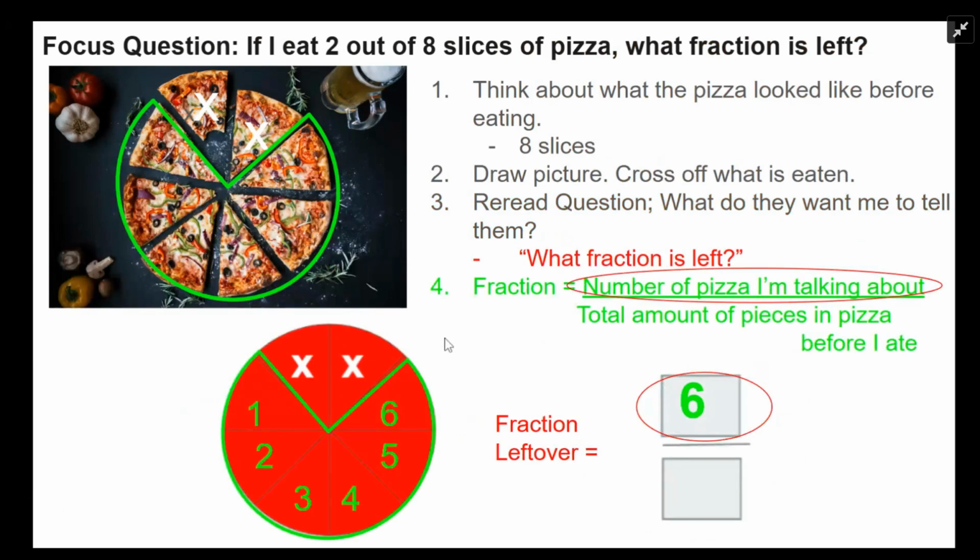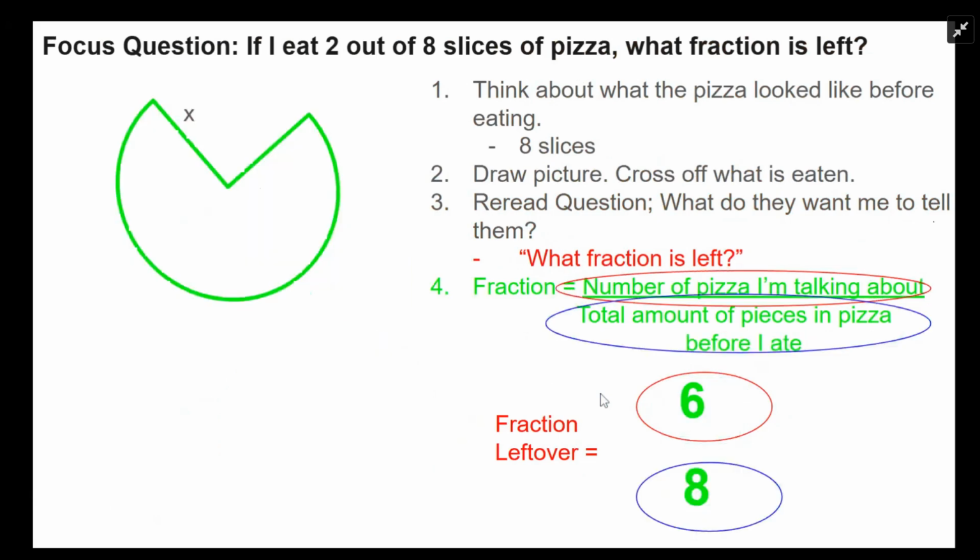So when I write my answer, I want to make sure I reread the question. What do they want me to tell them? What fraction is left? So my top number is going to be the number of pizza pieces I'm talking about. And what they want me to talk about is what fraction is left. So there are 6 pieces left. So I'll write 6 as the top number in my fraction.